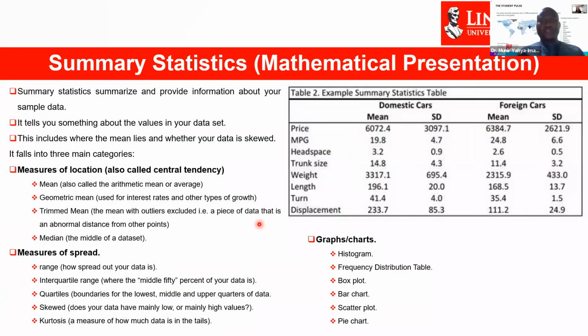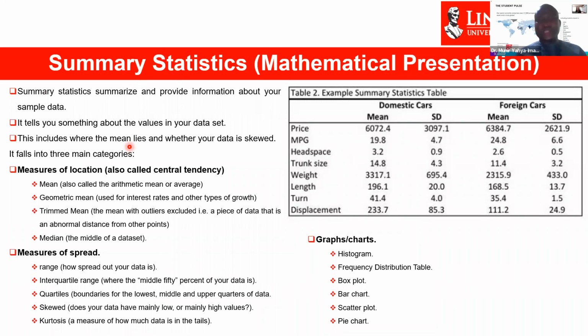Now, we also have what is called summary statistics. Summary statistics summarize and provide information about your sample data. This always happens when you first run your statistical analysis test, especially in SPSS. The first table you'll see is more or less your descriptive statistics. That gives information about your data. So it tells you something about the values in the data set. This includes where the mean lies and whether your data is skewed or not.